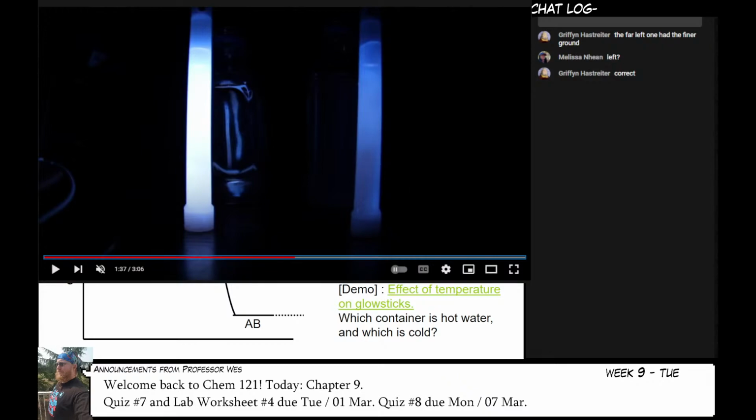The cold reaction on the right, however, slowed the reaction down significantly. Very limited amounts of light were produced. And as a result, you get a very dim glow stick. Now, this does preserve the reaction.